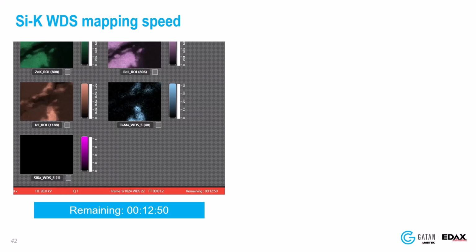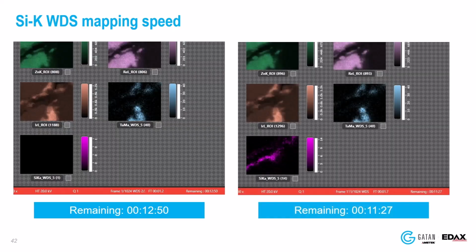I want to highlight something more that was not so easy to see. When I started a map, the remaining time was about 13 minutes for the tantalum map and the silicon map. After around 2 minutes, we already see a distribution of the silicon very close to the final distribution of the image. It visually matches already pretty good. That's extremely fast. After 2 minutes, we already get a distribution that reveals the true distribution of silicon in the sample.